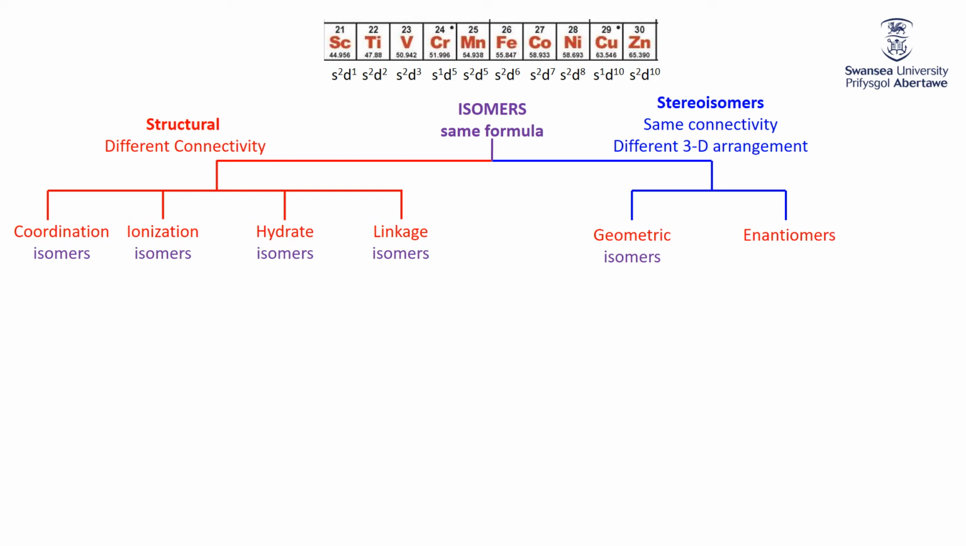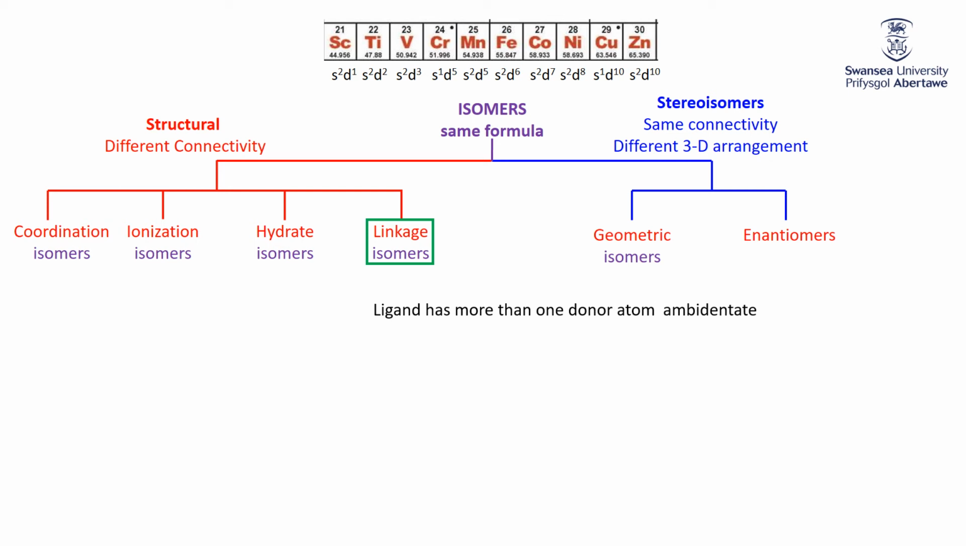Last type of a structural isomer, linkage isomers. This is where you have a ligand that has more than one donor atom, a so-called ambidentate ligand, right? It's not bidentate because it's not got 2 coordinating atoms that are going to coordinate to the same metal atom, but it has 2 atoms that could coordinate. We actually saw this earlier when I was going through types of ligand with the thiocyanate. You can coordinate through the nitrogen or through the sulfur.